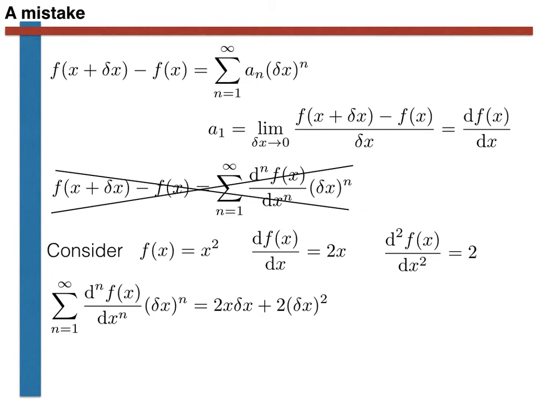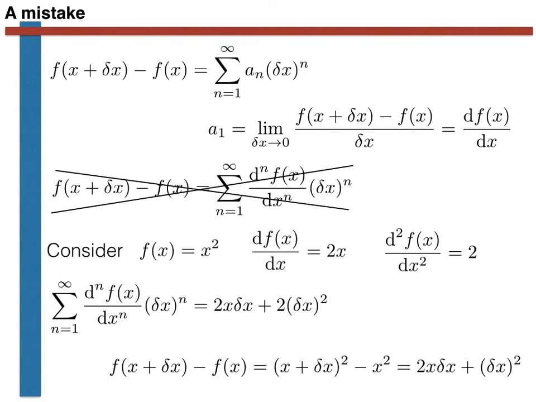If we look at the left-hand side, however, we have x plus delta x all squared minus x squared, which, when we multiply out the brackets and cancel terms, is equal to 2x delta x plus delta x all squared. The equality in our bogus equation thus does not hold because the coefficients of delta x on the right and left-hand sides of our equation are not the same.